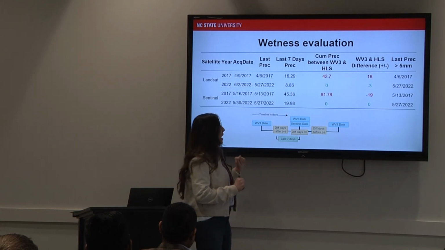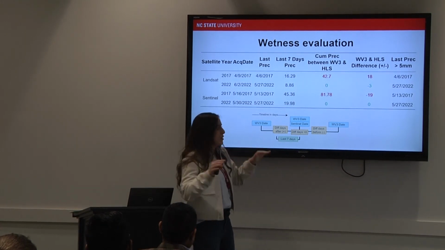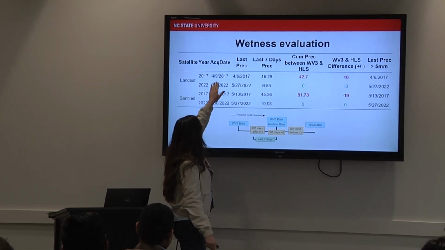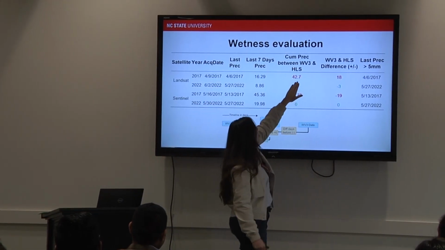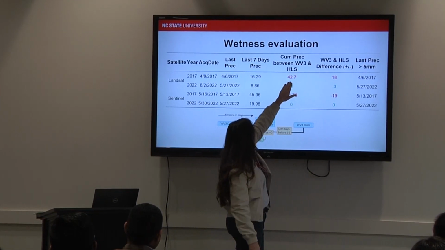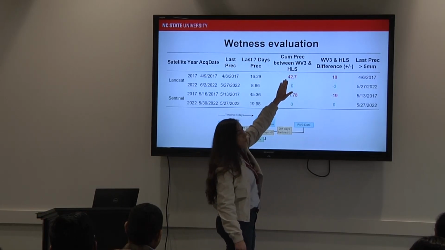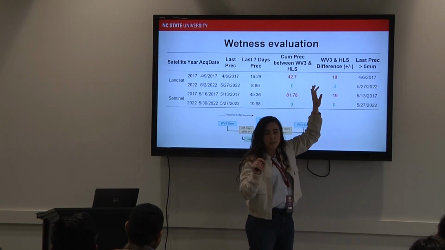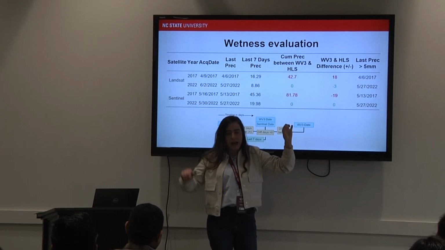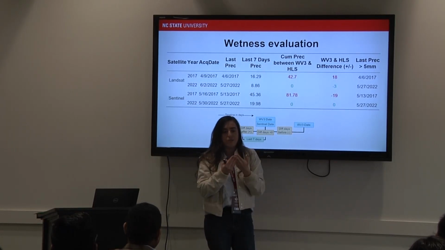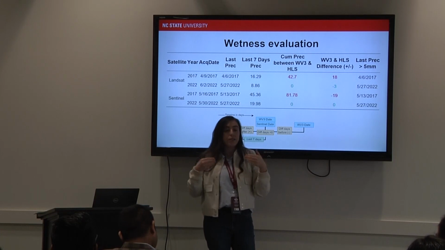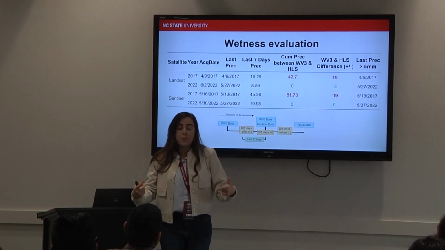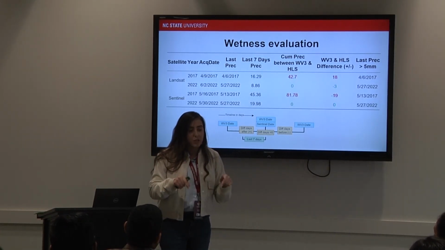But okay, let's see the difference in wetness. We can see 2017 and 2022. In 2017, I have a cumulative precipitation between WorldView 3 and HLS of 42.7, and the difference in days was 18 days in absolute terms. So the dates of acquisition of HLS and WorldView 3 were different, and that introduced wetness and other types of management systems in the farm. That's going to change the landscape, and when my landscape is not the same, that introduces error to my model.